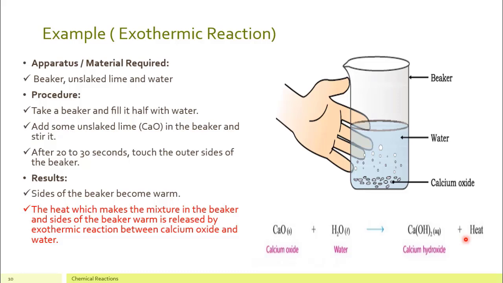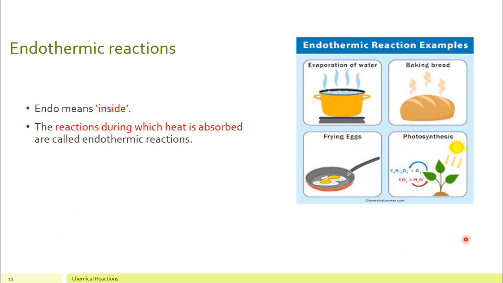Now we are going to discuss the second type of chemical reaction, which is endothermic reaction. The word endo means inside, which means the reactions during which heat is absorbed are called endothermic reactions. There are very common examples of endothermic reactions like evaporation of water, baking bread, photosynthesis, or frying eggs. These are all common examples of endothermic reactions in which heat is absorbed.